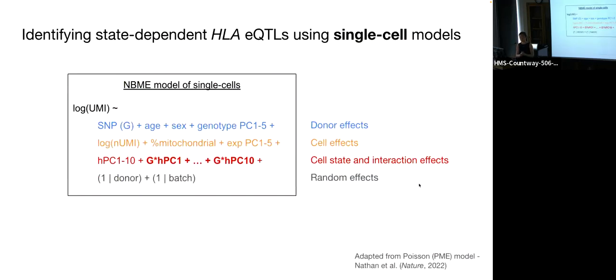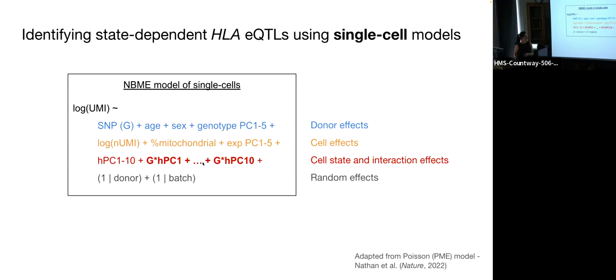And so now that we've defined our cell state variable, we can now find dynamic eQTLs using single cell eQTL models. So here we used a negative binomial mixed effects model where we model the count of each gene in each cell and dataset as a function of donor effects, so things like the SNP that we're testing for association with, age, sex, ancestry, et cetera. Also, we add cell level effects like the library size or the mitochondrial percentage. And then here we also add, importantly, the cell state variable, which are the top 10 harmonized principal components now defined in the same way across all the different datasets.